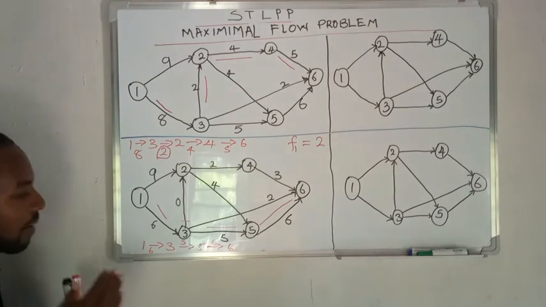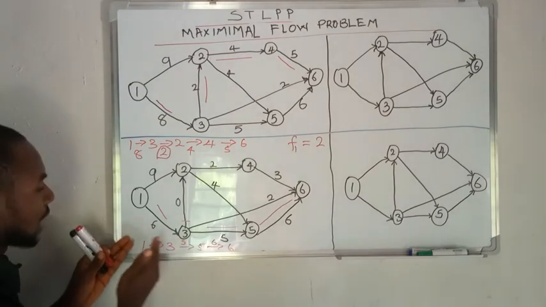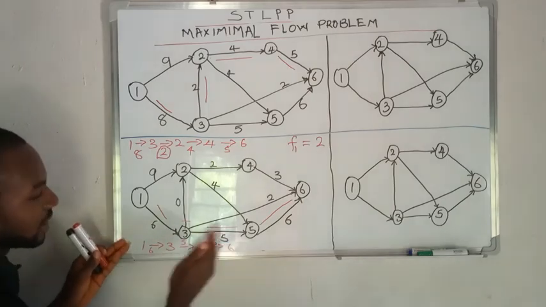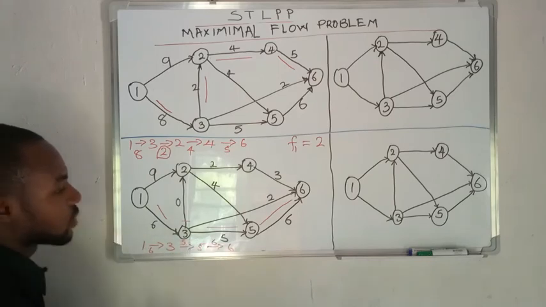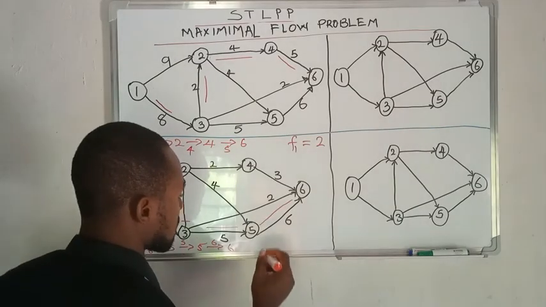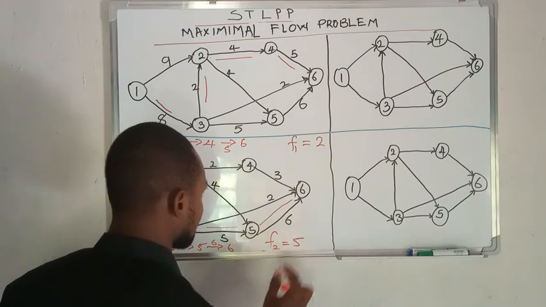So the maximum amount of energy or flow that we can pass through this path, from the source node down to the sink node, is 5. Why? Because this is the smallest capacity in this path. And so we write our F2 as 5. So we'll have F2 equal to 5.